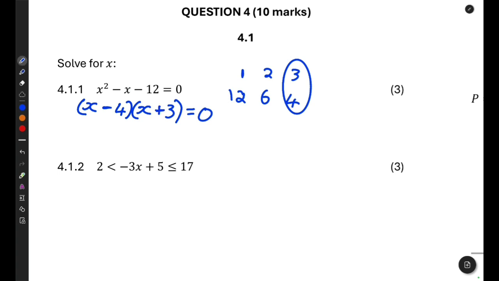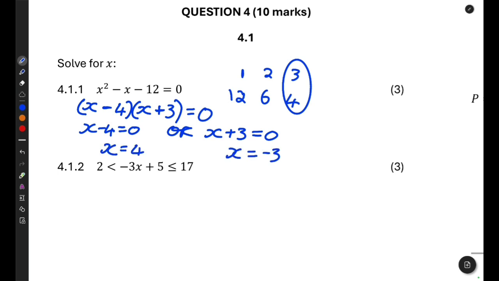Now it is equal to 0, so I can just say x minus 4 equals 0, or x plus 3 equals 0. My final answer to this question would be x can be equal to 4, or x can be equal to negative 3. Okay, where do I get my marks? I get my marks for the 2 brackets and then the 2 final answers. So they don't care which method you use. As long as your brackets are correct, you are going to get your full marks.